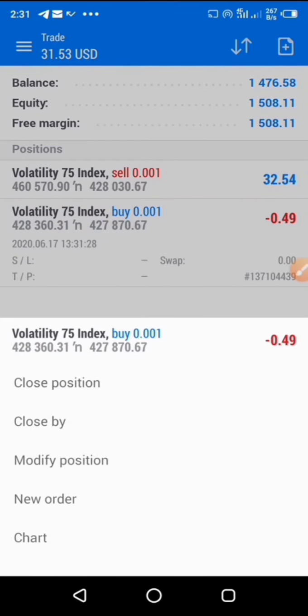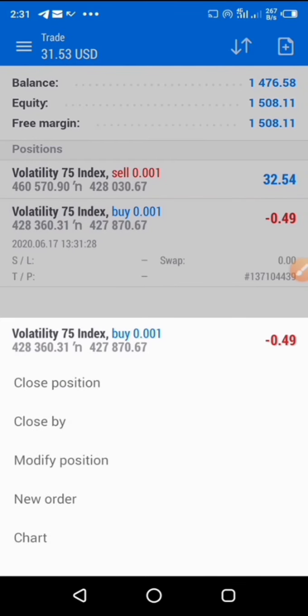I'll click on modify. Now, if you look at this closely, please look at this level. You will see the price level is 428,360.31. So I am buying, which means I want price to go up. Now, if I want to place a take profit of 1:3, mind you, I'm willing to risk $1 in this trade to make $3 if it goes well, I will add 3,000 points to this figure up here.